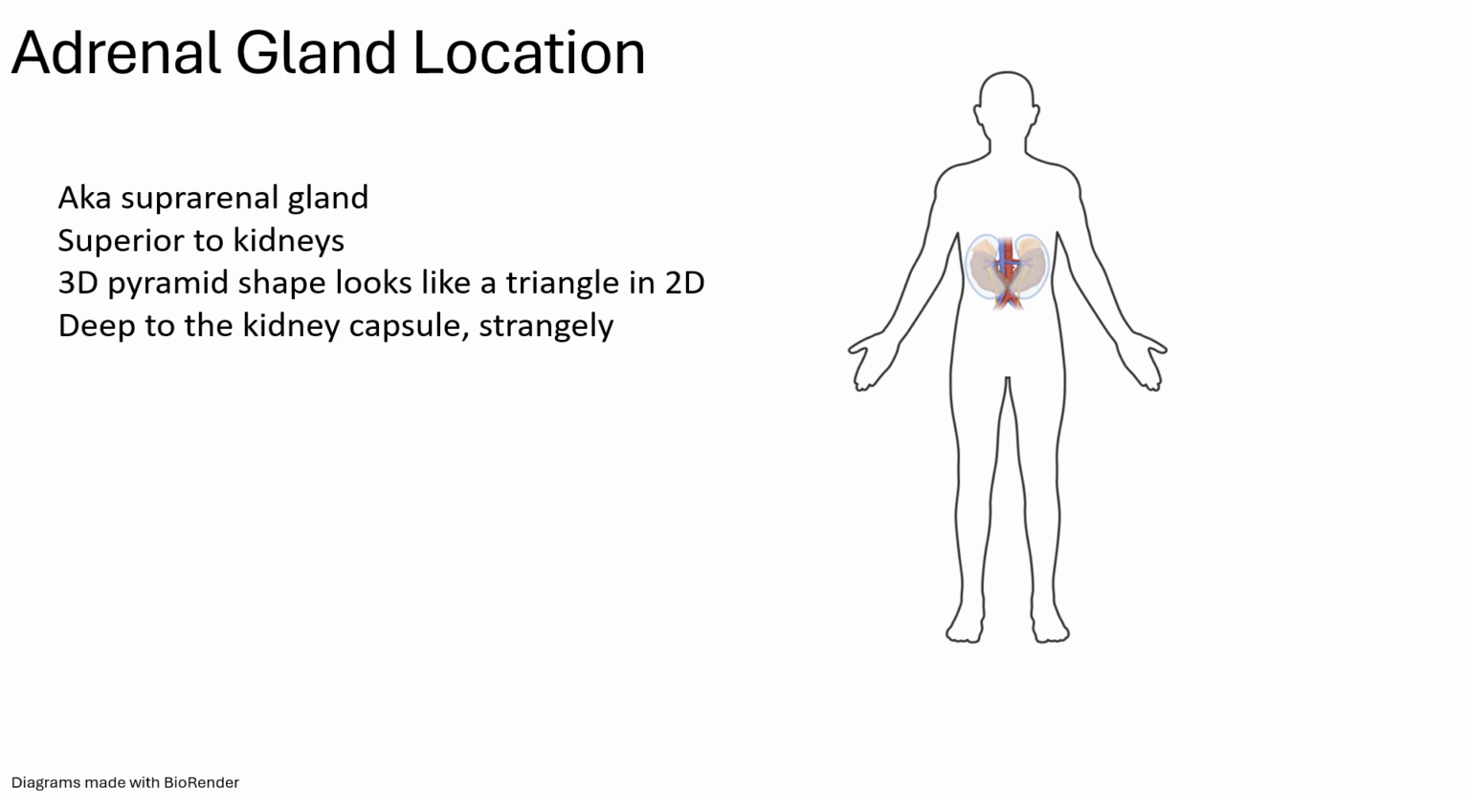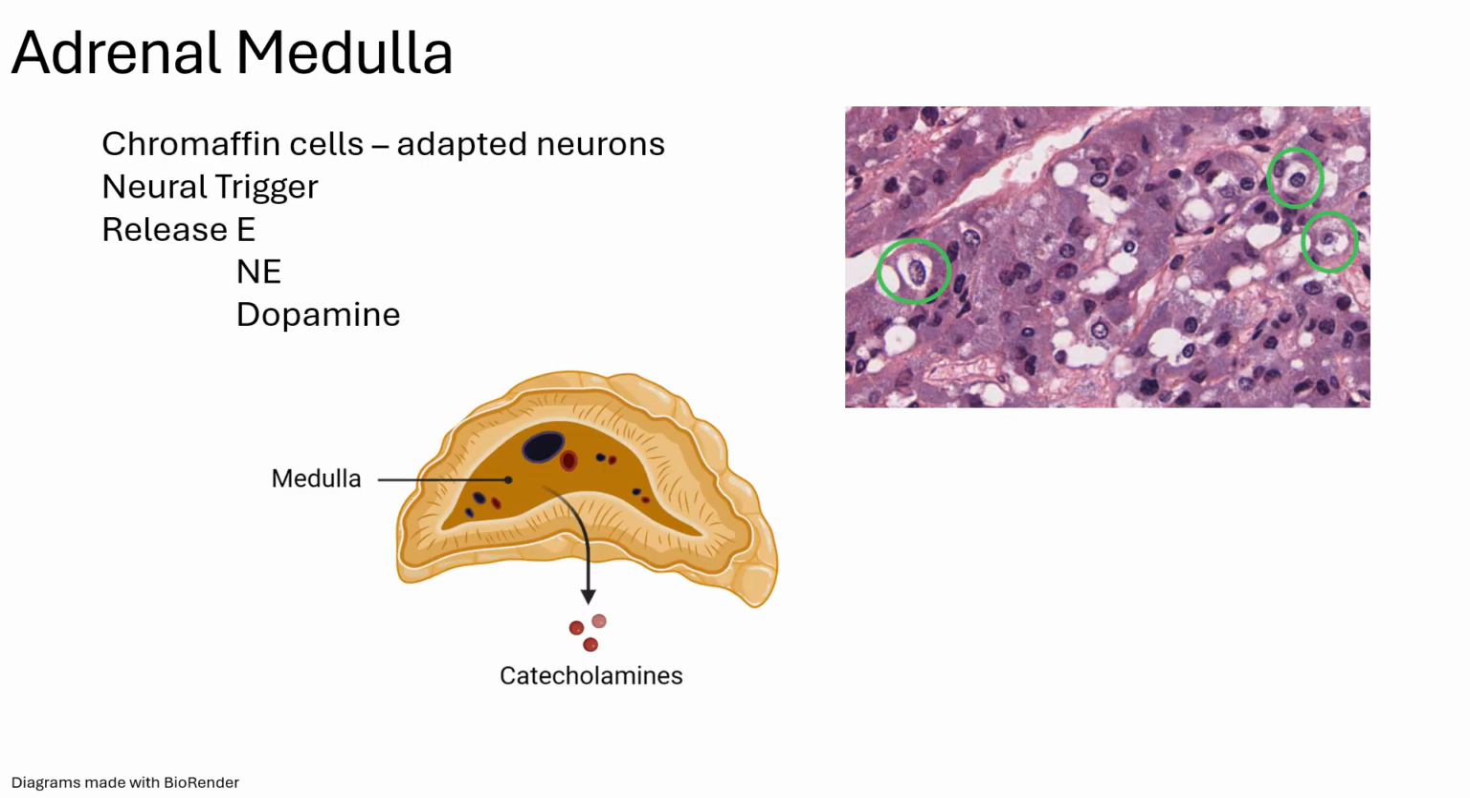Like, why would you want this really important gland, the adrenal gland, to be exposed to all of this toxic waste in the kidney potentially? So the adrenal gland has a 3D pyramid shape, but when you look at it through 2D histological slides, it usually just looks like a big, mushy triangle.